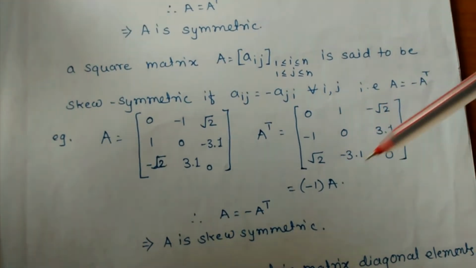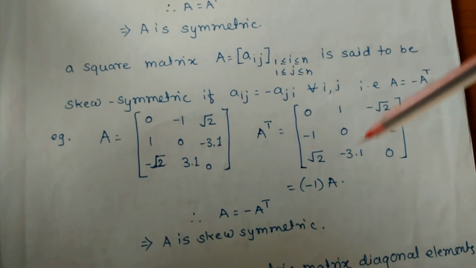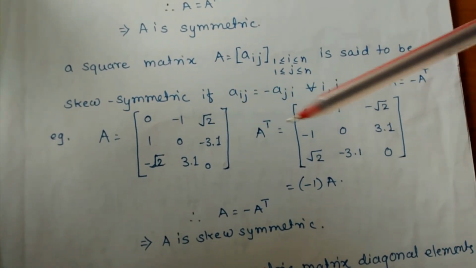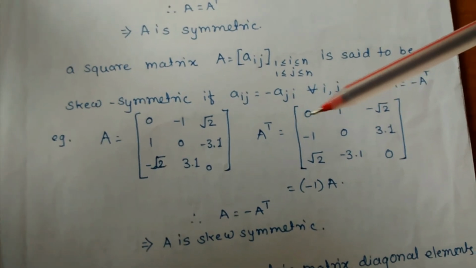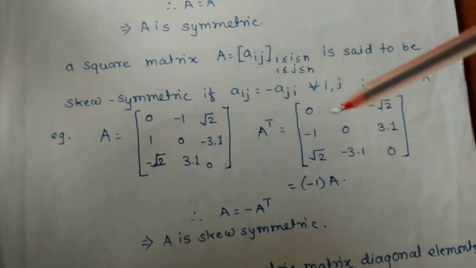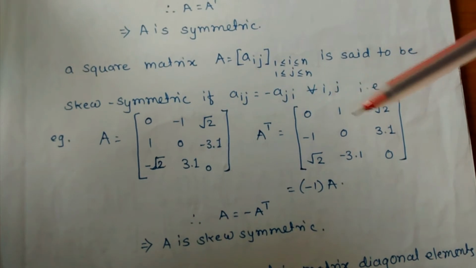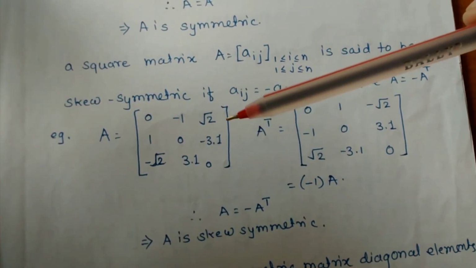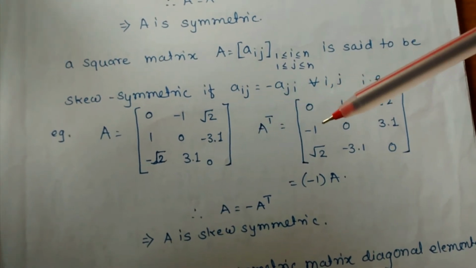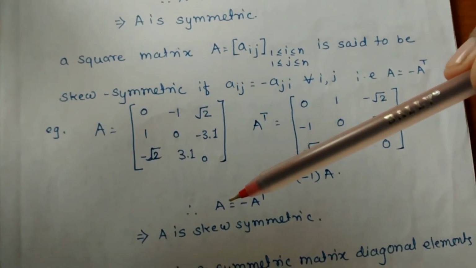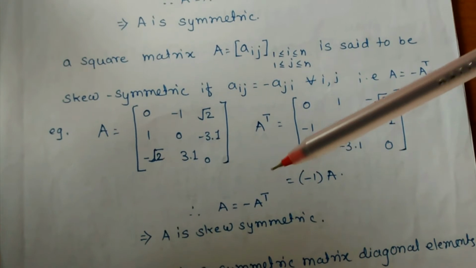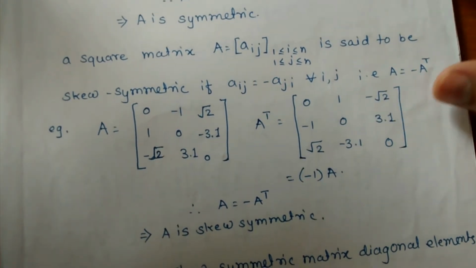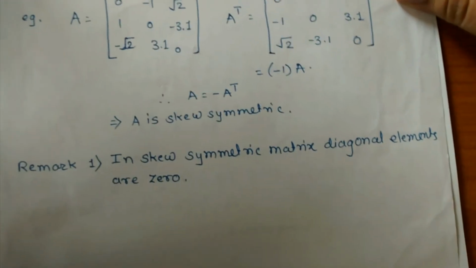Now if I take the minus sign common from here, I get the matrix A itself. See, this is plus 1. If I take the minus sign common, I get minus 1 here. Now here minus root 2 is present. Take its minus sign outside, you will get root 2. That means from A and A transpose, we observe that matrix A equals minus A transpose. That is, A is skew symmetric.